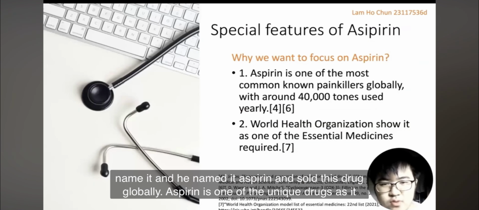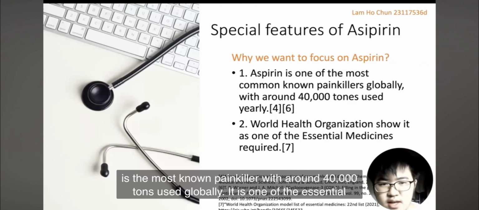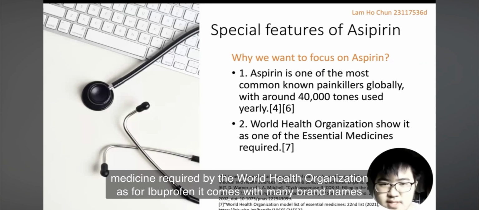Aspirin is one of the unique drugs as it is the most known painkiller, with around 40,000 tons used globally. It is one of the essential medicines required by the World Health Organization.